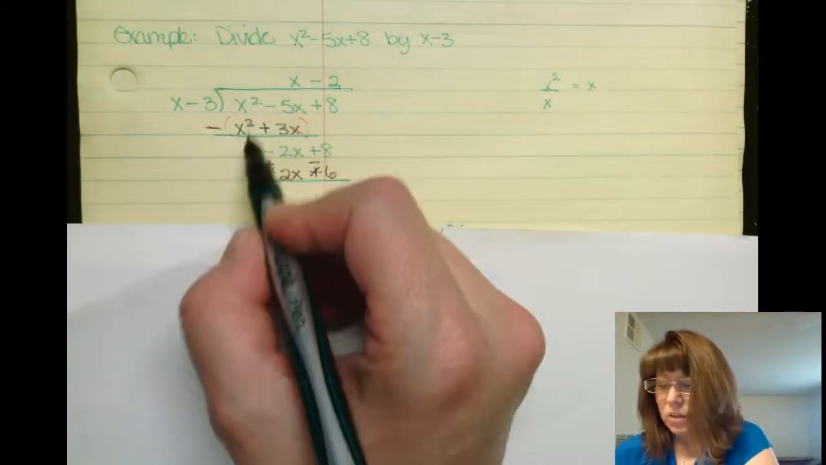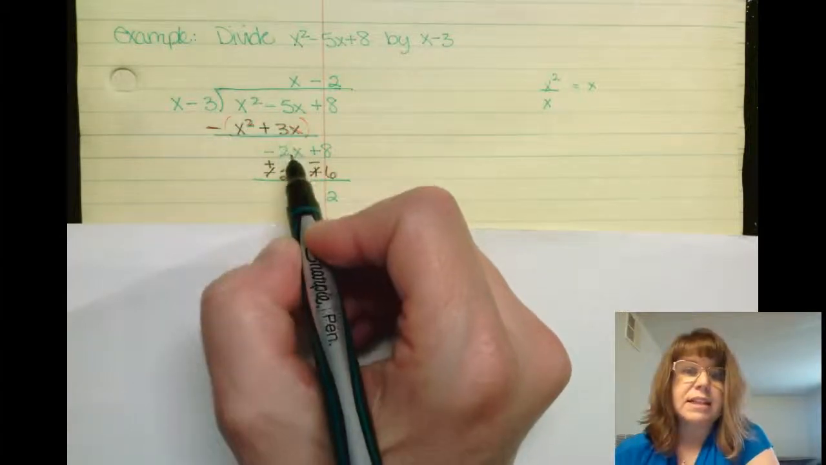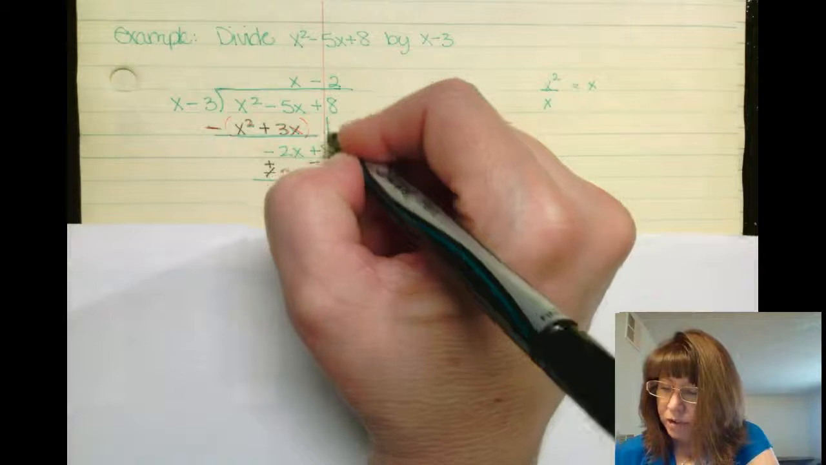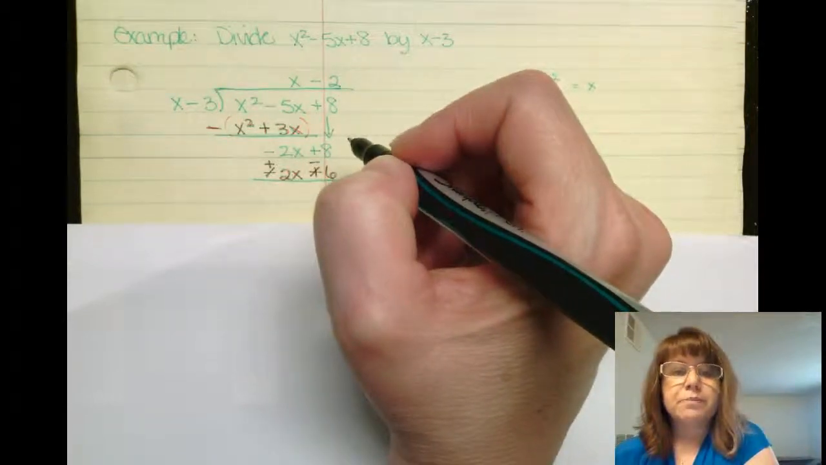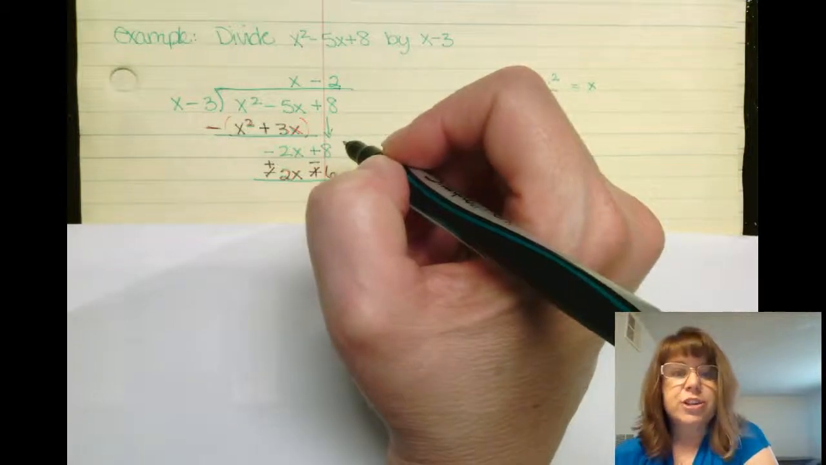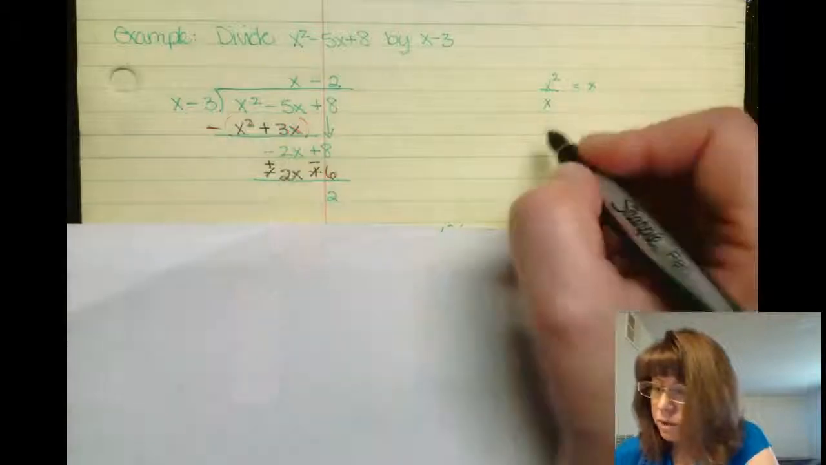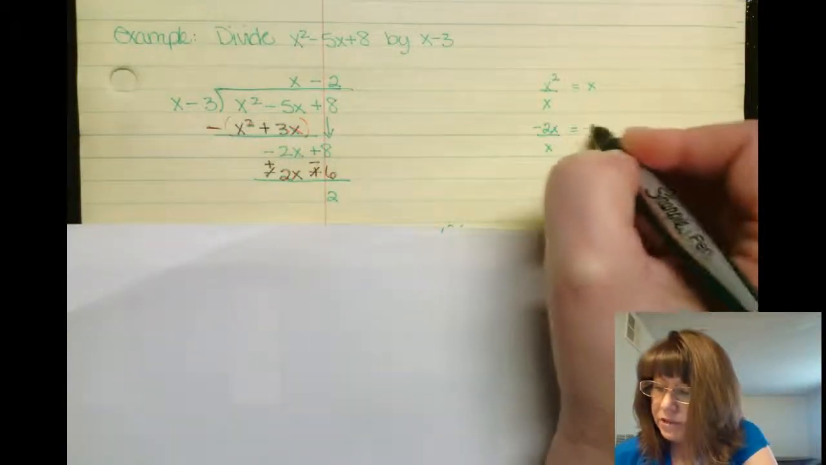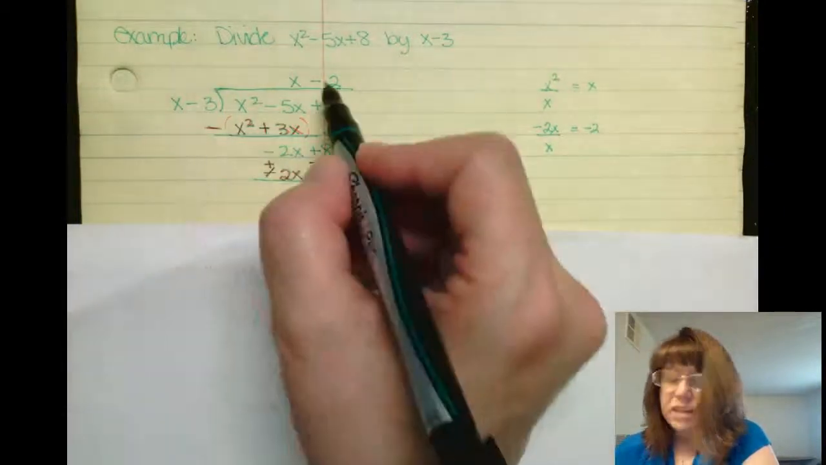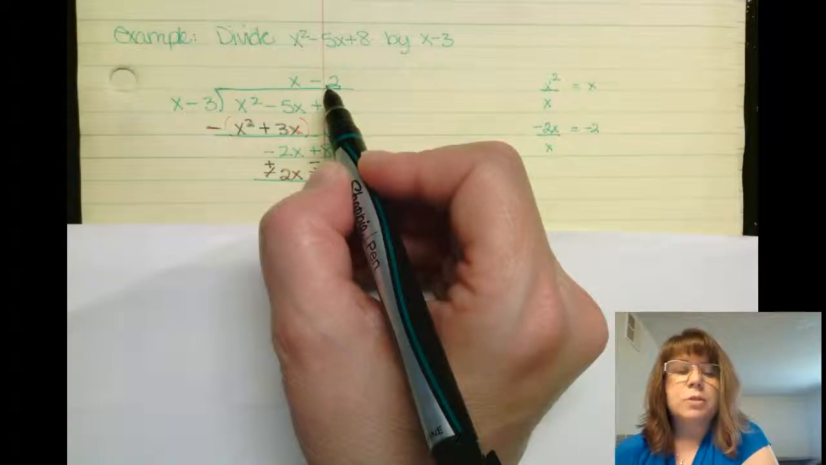X squared minus x squared is 0. Negative 5x plus 3x is negative 2x. I bring down the next term, not just number, term. Now I do the same procedure. X goes into negative 2x how many times? Well, if you need to bring it out here, negative 2 times. So negative 2 goes up on top, and let's go back and do the multiplication.